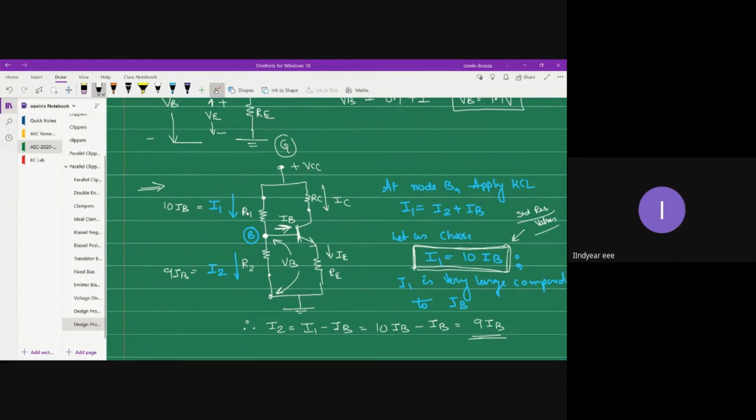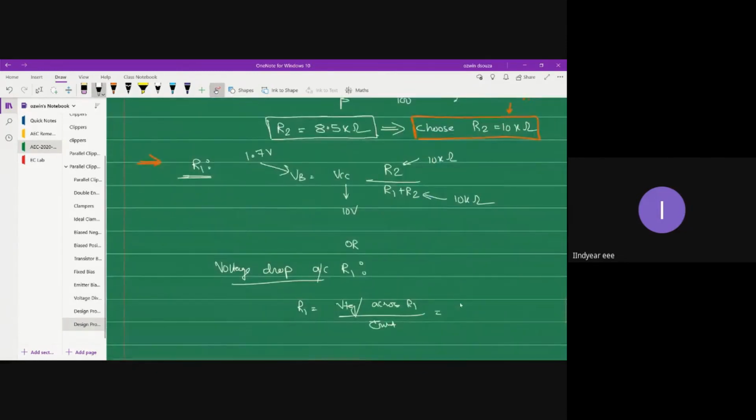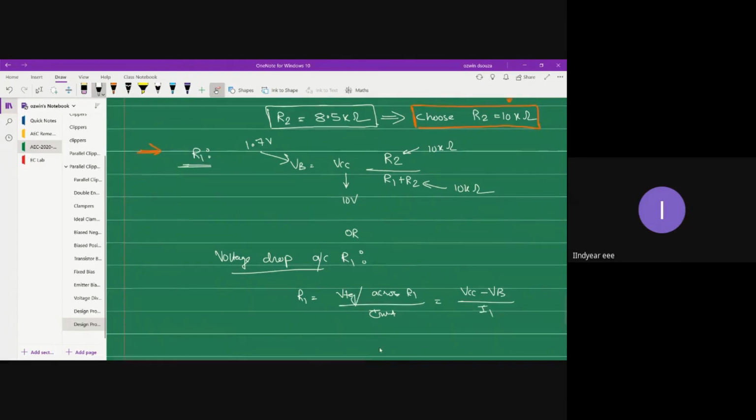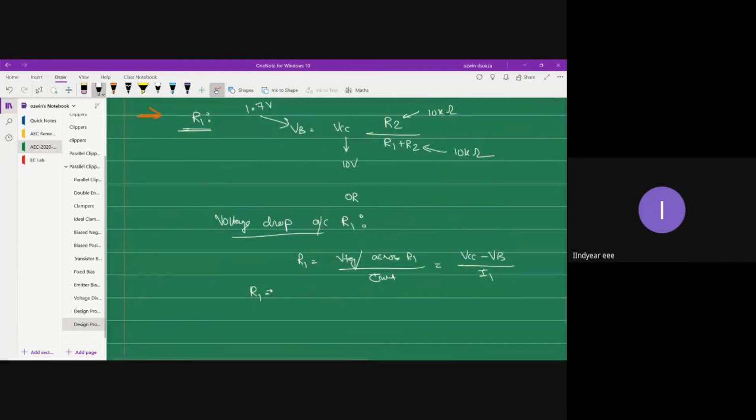Look at resistance R1. On one side, this R1 is connected to VCC, and on the other side, it is under the influence of base to ground potential VB. So voltage across R1 can simply be written as VCC minus VB divided by current I1. You should get the same answers. So VCC is 10 minus VB is 1.7 divided by I1, which is 10 times IB. So 10 minus 1.7 divided by 10 into 20 micro.